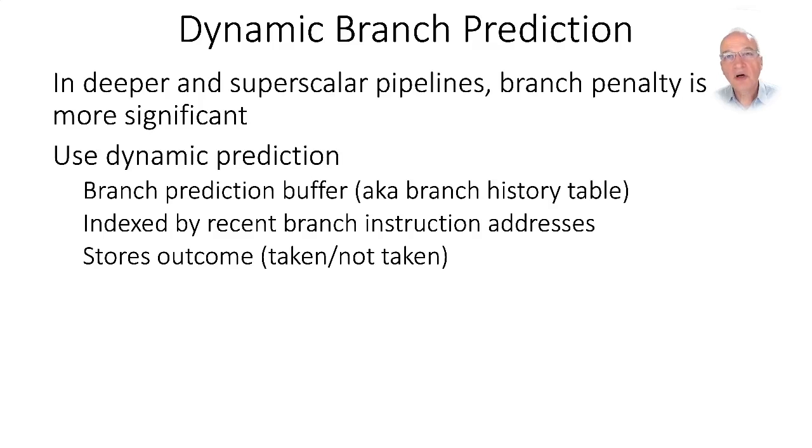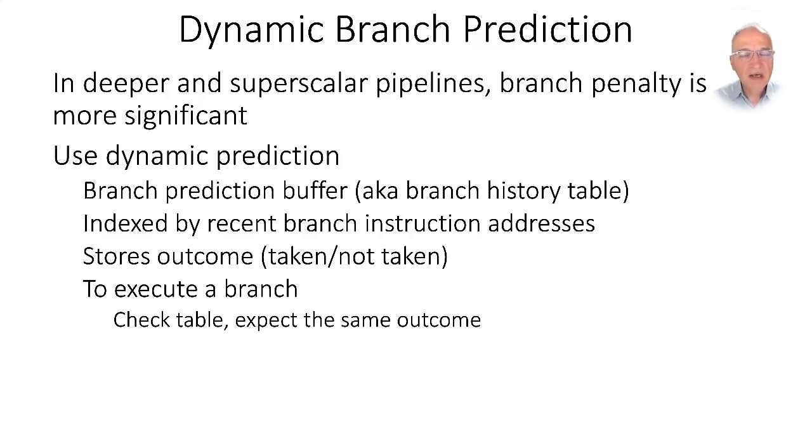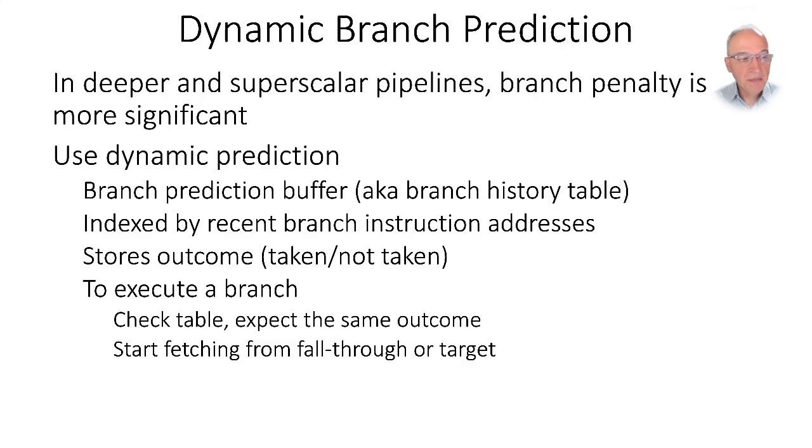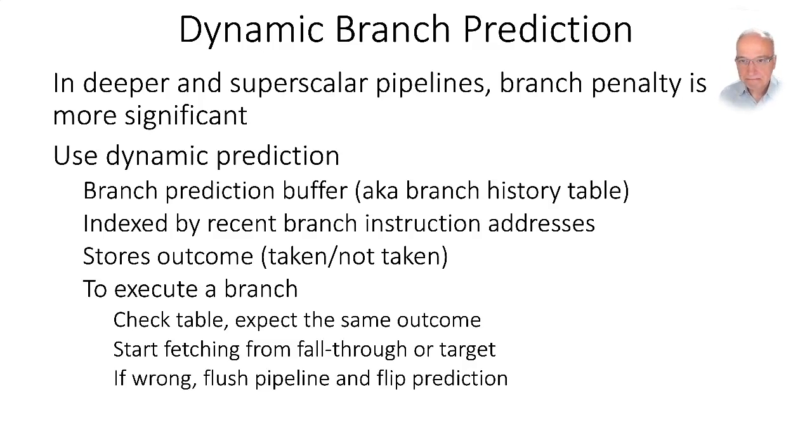And I'm going to store the outcome of the branch in those tables, whether the branch was taken or not taken, and I'm going to track this history. When I want to execute a branch, I'm going to take the address of the branch, go into that table, and based on the value in that table, I'll be able to predict the outcome of the branch next time. And I'm going to start fetching either from the fall through or from the target of the branch.